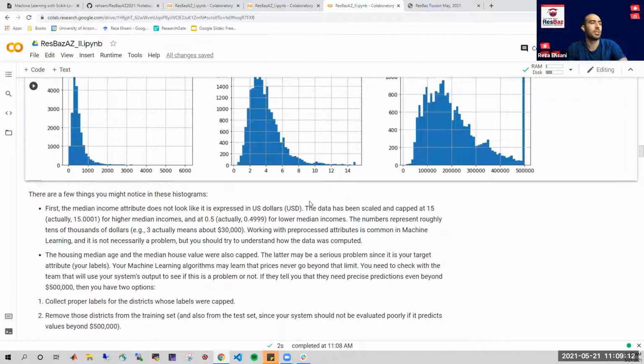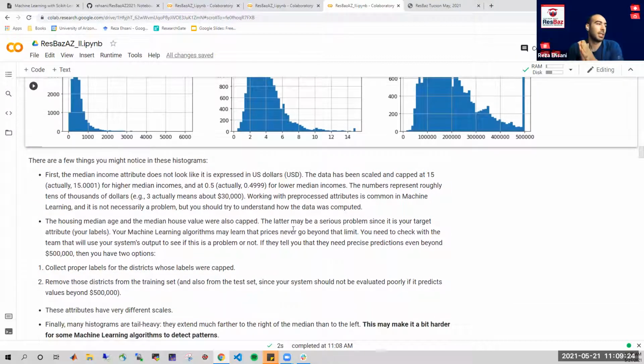Working with pre-processed attributes is common in machine learning, and it is not necessarily a problem, but you should try to understand how the data was computed. If you look at the housing median age and the median house values, they are also capped. The latter may be a serious problem since it's your target attribute. Your machine learning algorithm may learn that prices never go beyond that limit.